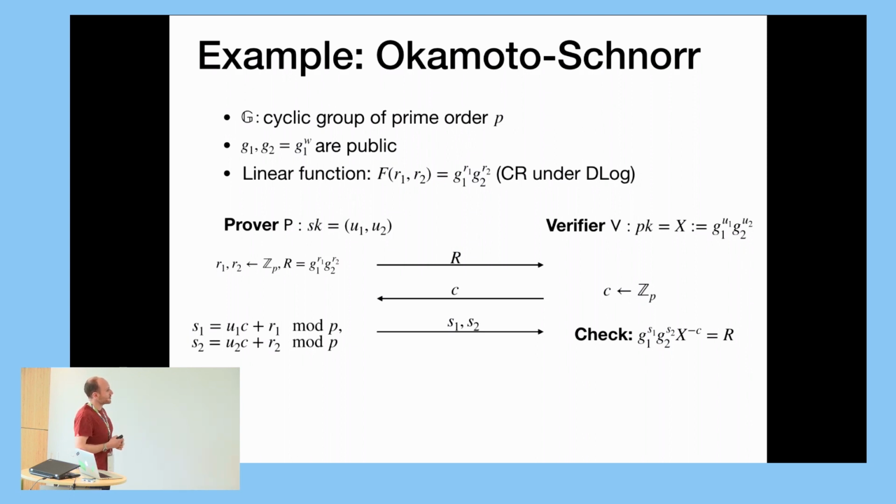Basically, it follows the structure that I showed you. So first you sample these R1, R2, then you compute R by basically raising G1 and G2 to these two exponents here. That's exactly just evaluating F. You send it over, you get back the challenge, and then you compute these two answers here. You send them, and the check is going to be multiplying the public key with G1 and G2 raised to these two answers, S1 and S2, right?